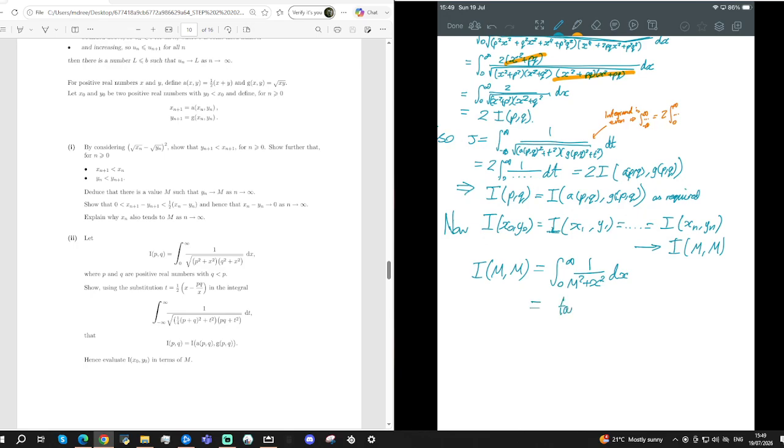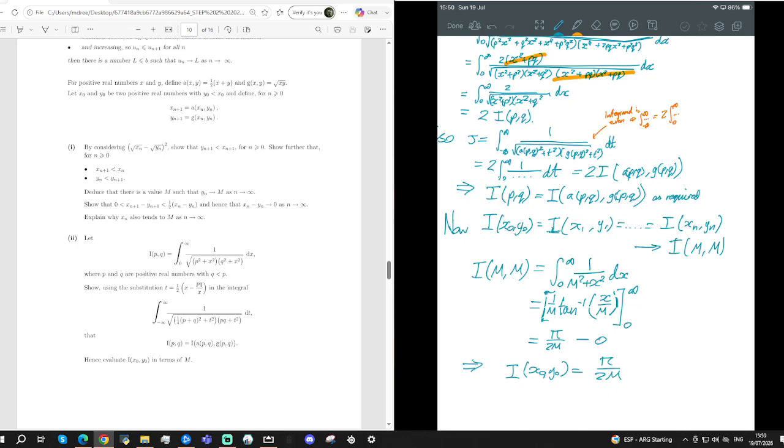So this is going to be tan inverse of x over m, and there's a 1 over m in front, between the limits of infinity and 0. So tan inverse of infinity is pi by 2. That's going to be pi over 2m. Tan inverse of 0 is just 0. So I(x naught, y naught) is equal to pi over 2m, m being the limit of these xn sequence.